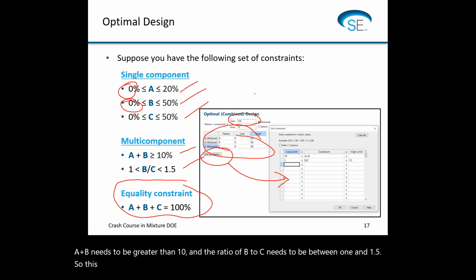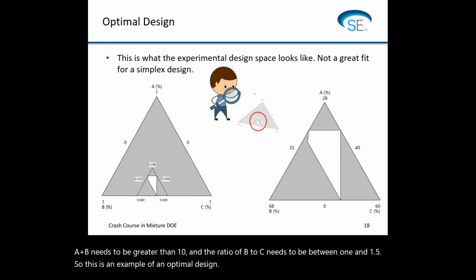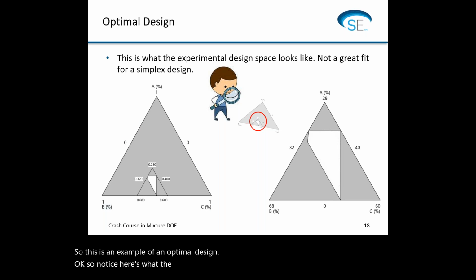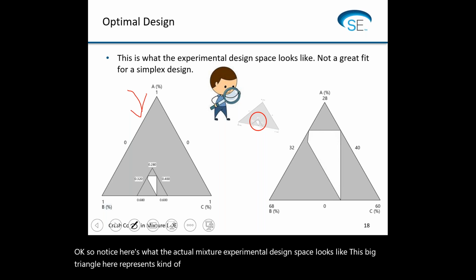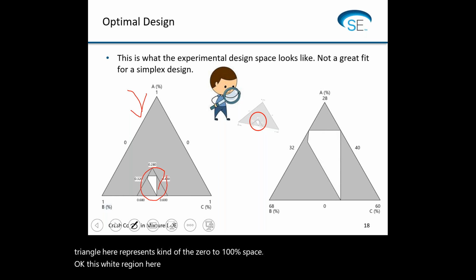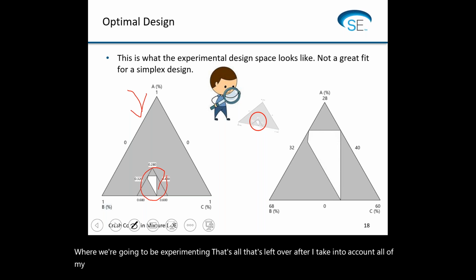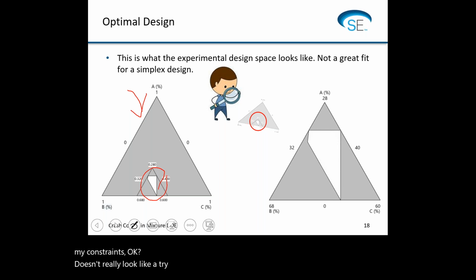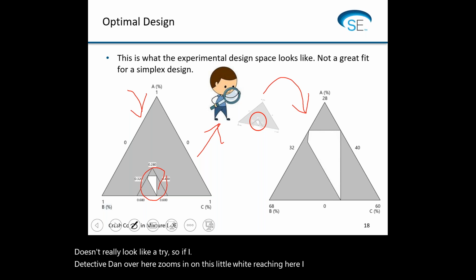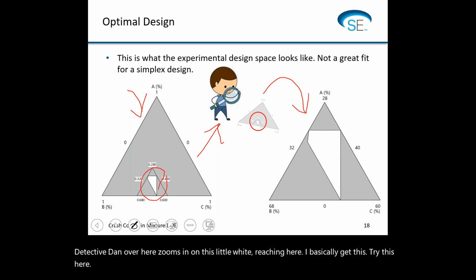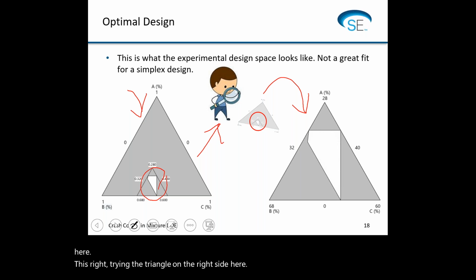So this is an example of an optimal design. Notice here's what the actual mixture experimental design space looks like. This big triangle here represents the 0 to 100% space. This white region here is where we're going to be experimenting. That's all that's left over after I take into account all of my constraints. If I zoom in on this little white region here, I basically get this right triangle, the triangle on the right side here.